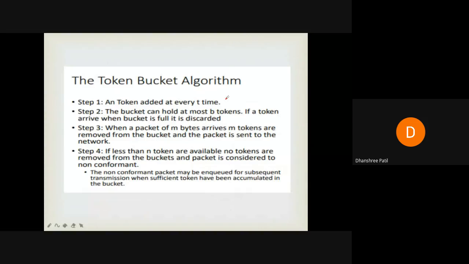So you can see here, a token is added at every t time that I have told you. The bucket can hold at most b tokens. So the capacity is obviously decided. If the token count gets exceeded, then it is discarded.